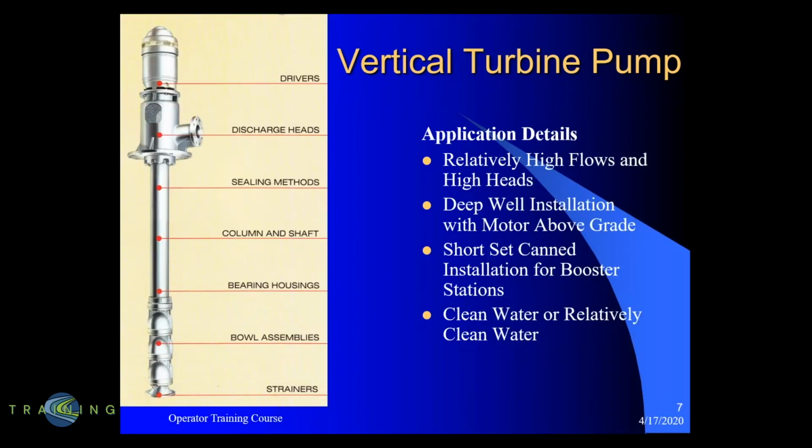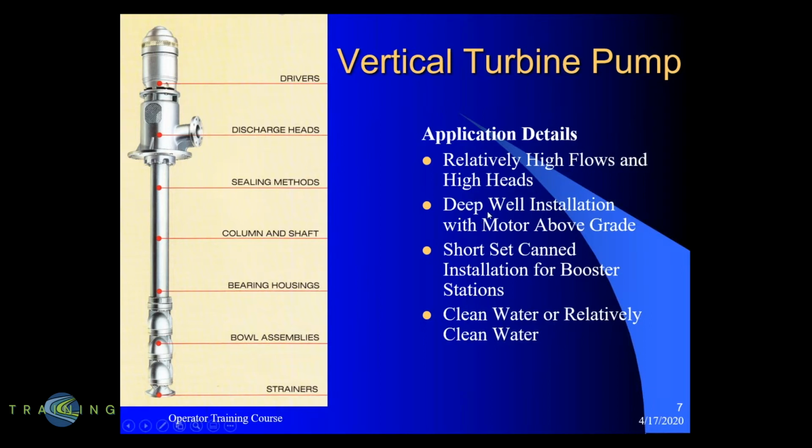Vertical turbine pumps are used a lot for raw water or high service pumps, sometimes for backwash pumps, but they're relatively high flows and high heads. They are a multi-stage pump. As you see here, each of these bowl assemblies has an impeller inside, and depending on the requirement for head, you can have as many of these as needed to provide the discharge pressure required to serve your purpose.